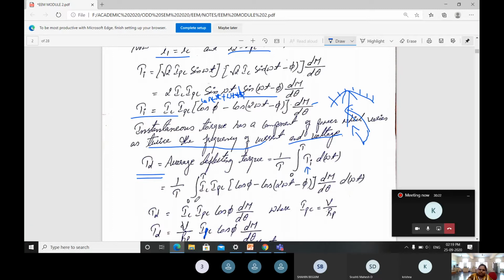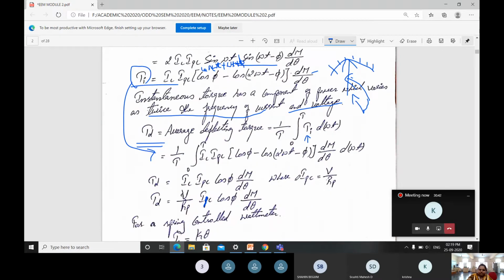1 by T integration 0 to T. What is our Ti? We already came across our Ti, and we are just substituting here. That is, we will be getting the same: IC, IPC, cos pi minus cos 2 omega t minus pi, dm by d theta, into d omega t. Then what is our TD going to be? After integration, you will be getting IC into IPC cos pi dm by d theta.